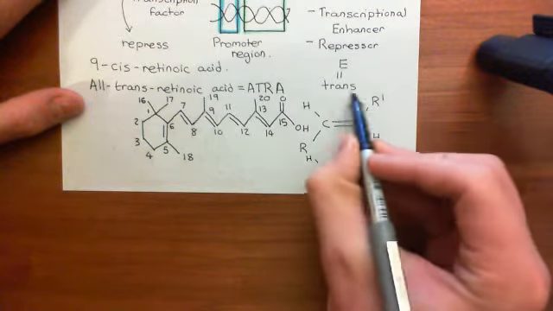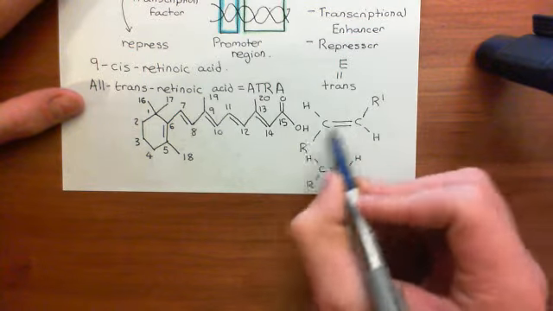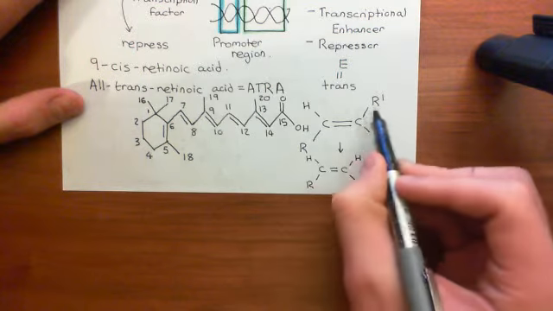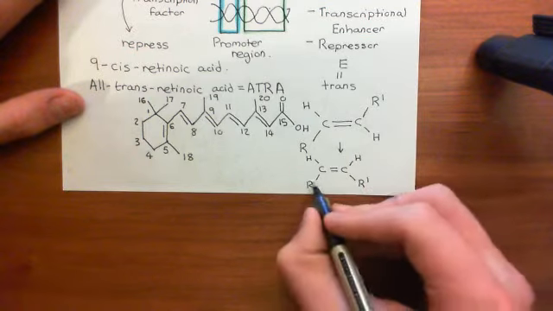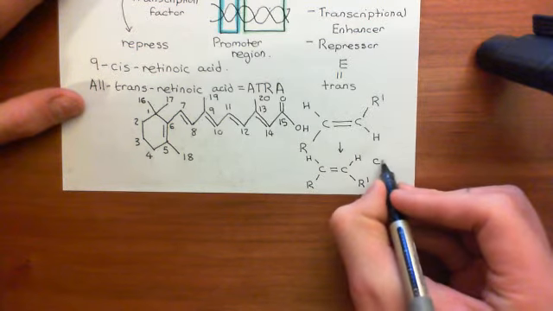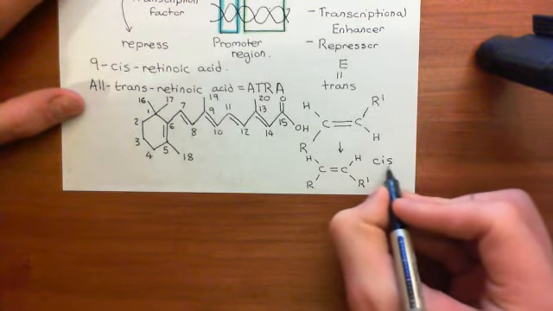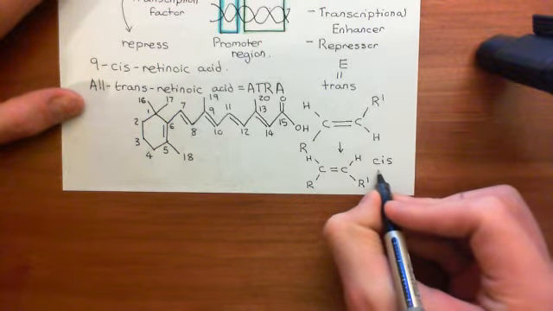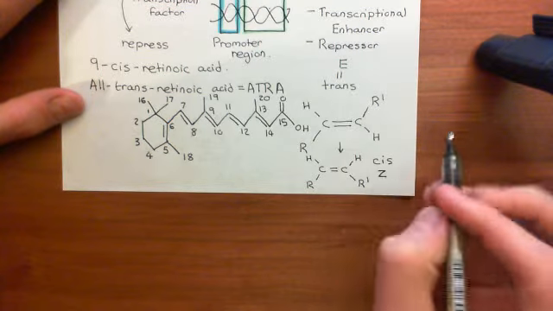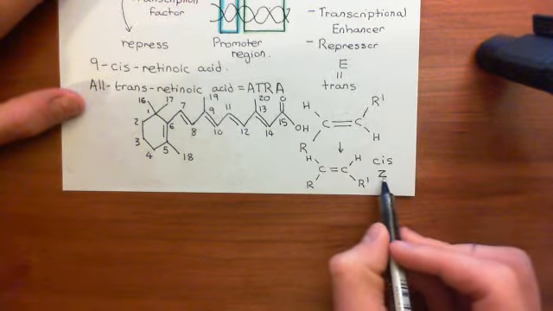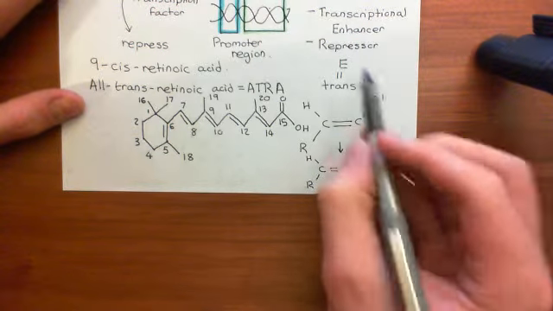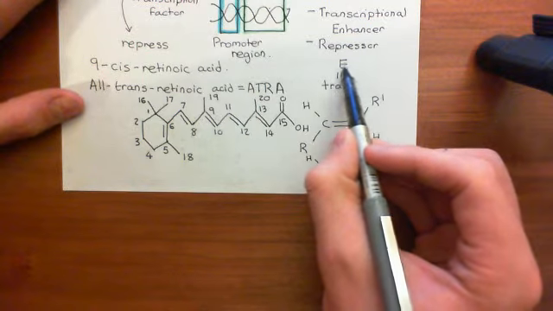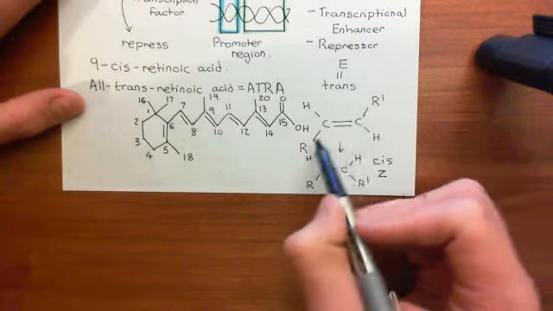So trans means on the opposite side, basically, and you can see that these R and R prime groups are on the opposite side. When they're on the same side, this is called the cis isomer. Cis means on the same side. It's also called the Z isomer. Z is for zusammen in German, which means together. E is for entgegen in German, which means opposite.